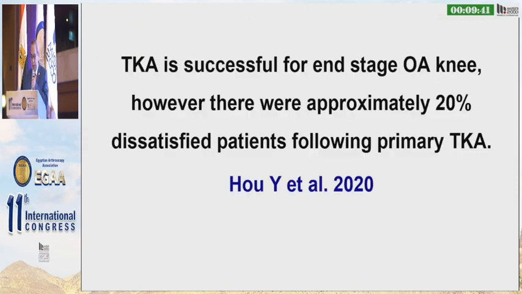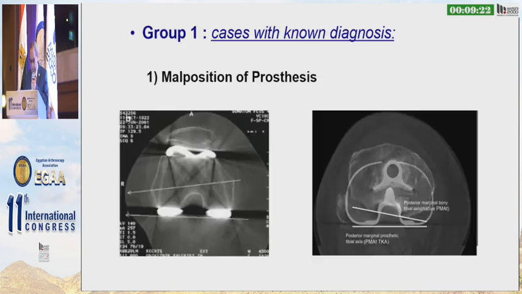Total knee arthroplasty is successful for end stage of osteoarthritis knee. However, there were approximately 20% of cases dissatisfied following primary total knee. I classified those cases into two groups. Group 1, cases with known diagnosis. I will give you some examples.